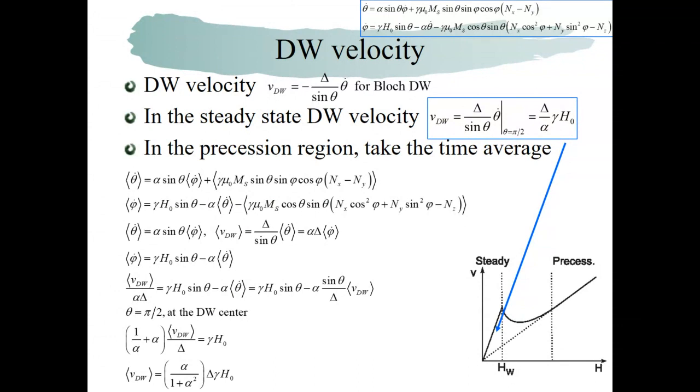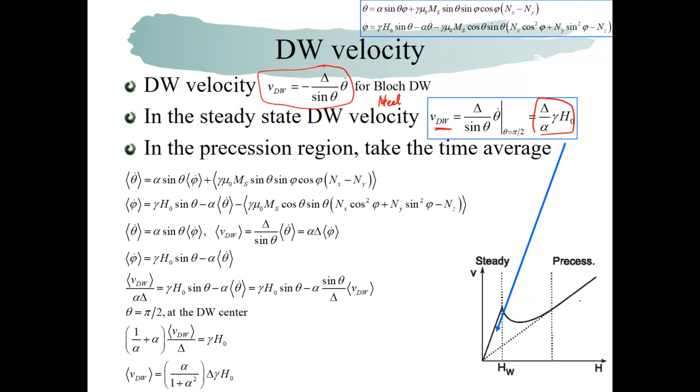And the domain velocity is given by this form. Not only for a Bloch wall, it's also valid in a Néel domain wall, sorry. And we already obtained the domain velocity in a steady motion. We have this result.